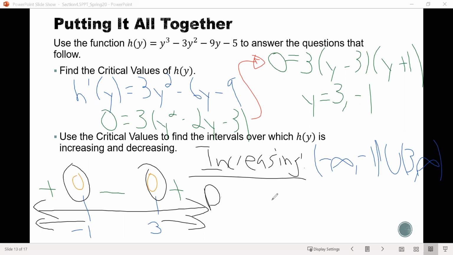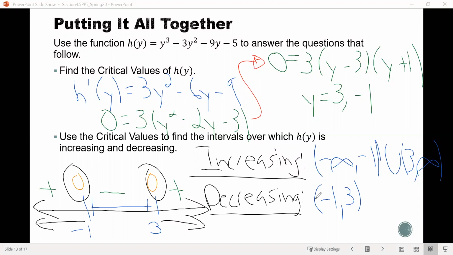And then for decreasing, as we've discussed, that's where the value of the first derivative is negative. So in this case, that's going to be these values in between -1 and 3, again, not including -1 and 3. So we know that that interval will be -1, 3. And I haven't used brackets on those again because they are not included.